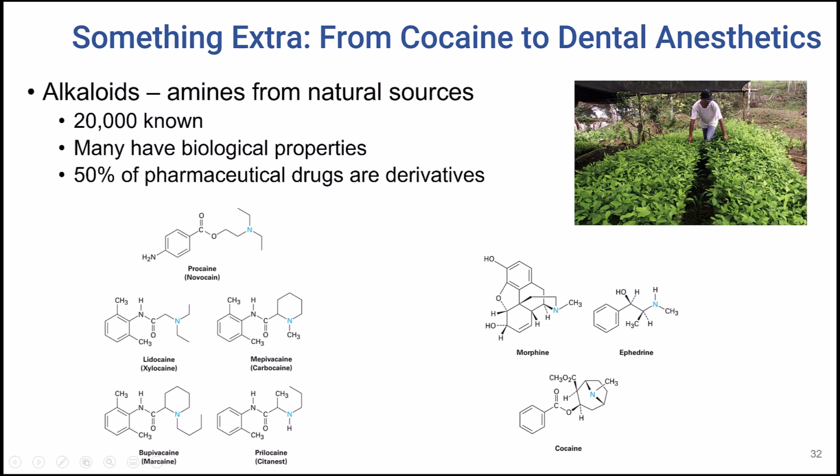So here's a little something extra from cocaine to dental anesthetics. Alkaloids come from plants. These are amines that come from natural sources. There are over 20,000 known, and many of them have biological properties. Half of pharmaceutical drugs are derivatives of these alkaloids. So we have anesthetics, which include Procaine or Novocaine, which is used at the dentist. We have lidocaine and mepivacaine.